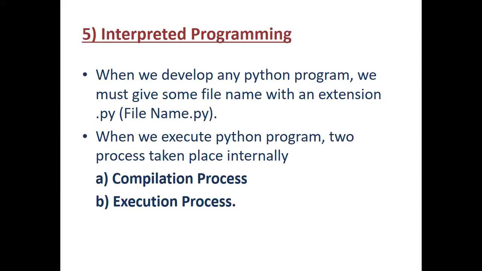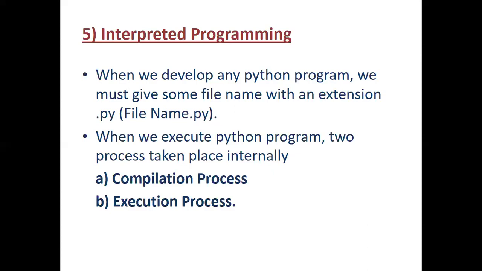Whenever we develop any Python program, we give some file name. As you know, we need to give some file name to that, with extension .py, so that it will be clear it is a Python file. But whenever we execute Python programs, two processes take place internally. One is the compilation process and the second is the execution process.